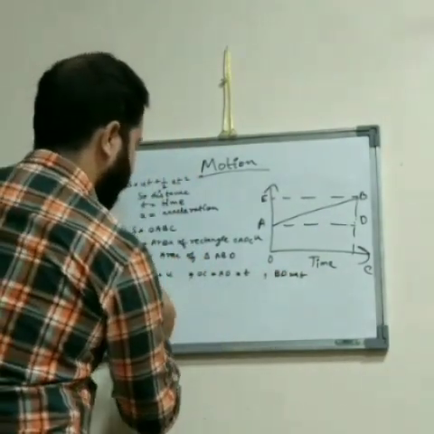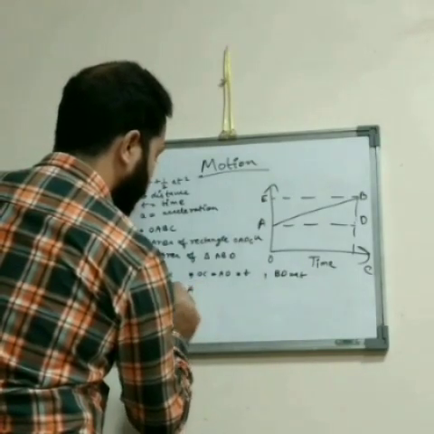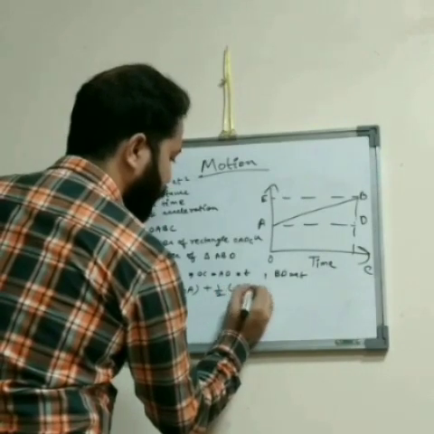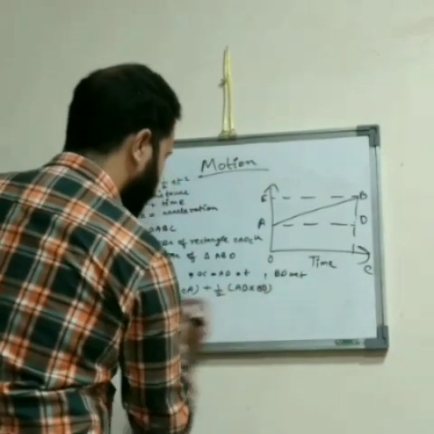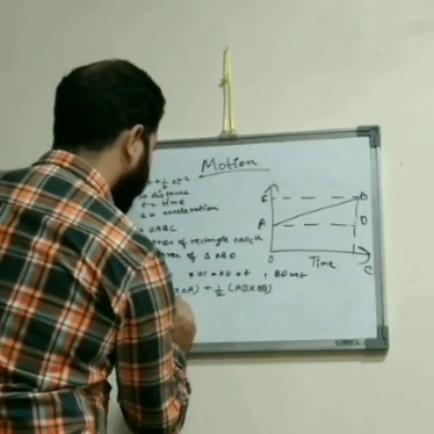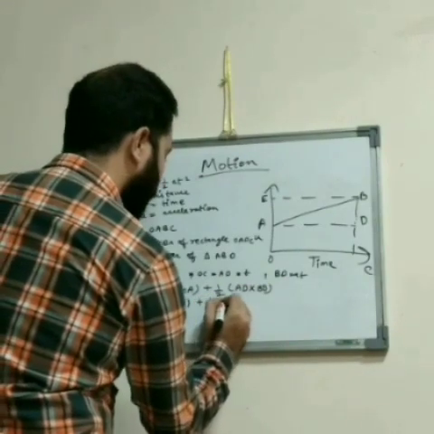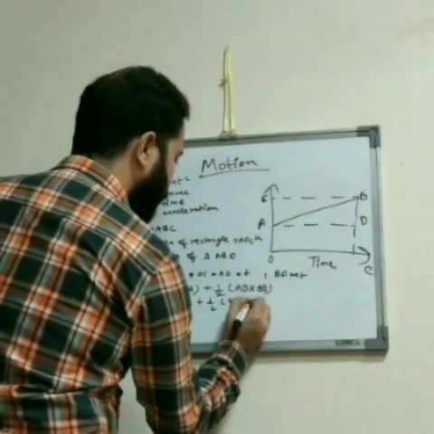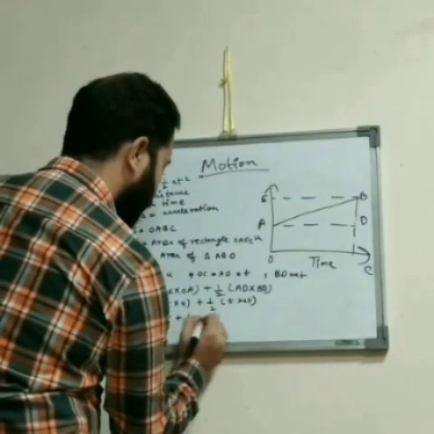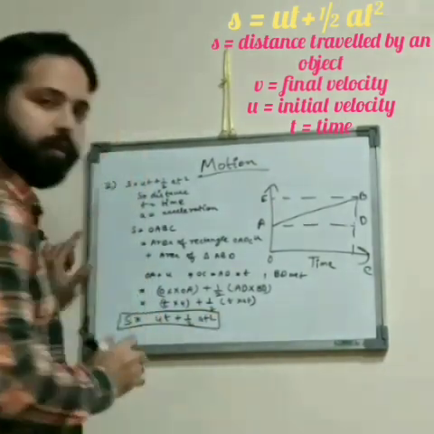So OC into OA plus half AD into BD. So put these values here. t into u plus half t into at. So s is equal to ut plus half at square. This is the second equation of motion.